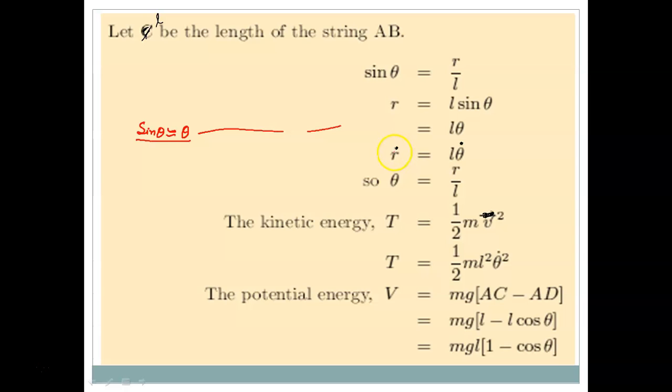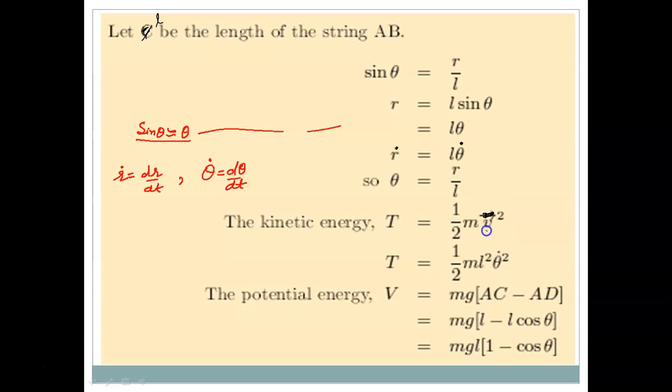When we take the derivative on both sides with respect to t, we get r dot equal to L theta dot, because L, the length of the string, remains constant. Here r dot stands for dr by dt, and theta dot stands for d theta by dt. The kinetic energy T is equal to half of mass into velocity square.